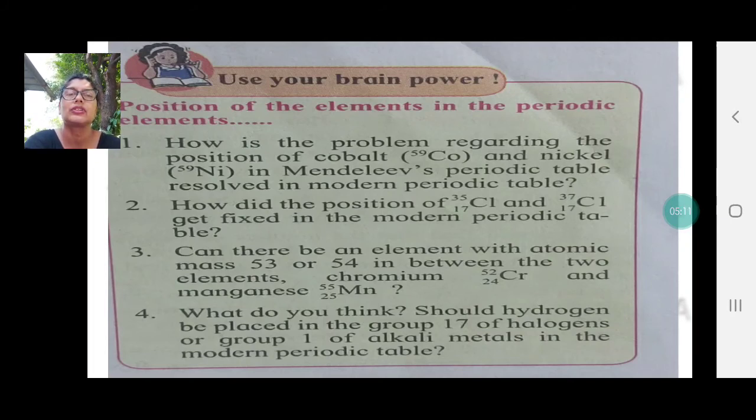And if we see the electronic configuration of hydrogen, it has one electron in the outermost shell like all the other elements of the alkali metals. And therefore, the problem is sorted out right here. Hydrogen will be placed in group 1 elements, though it is a non-metal.